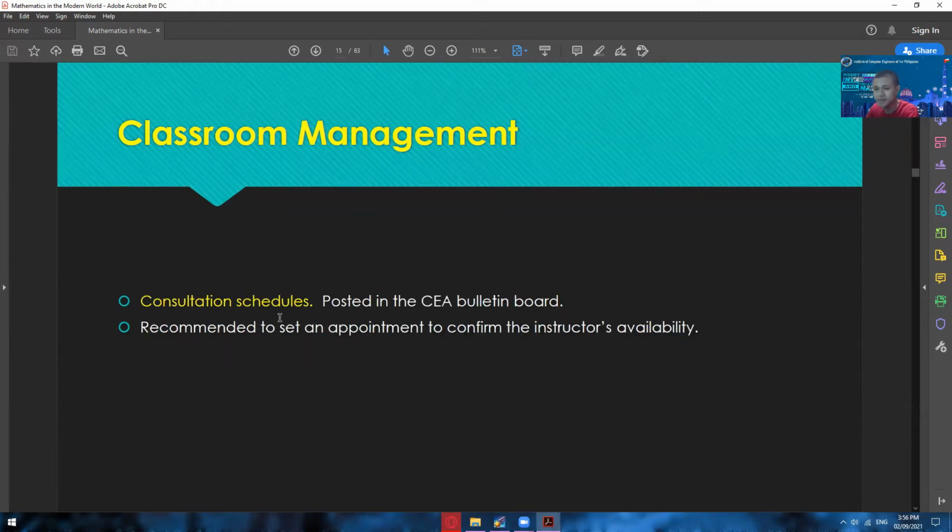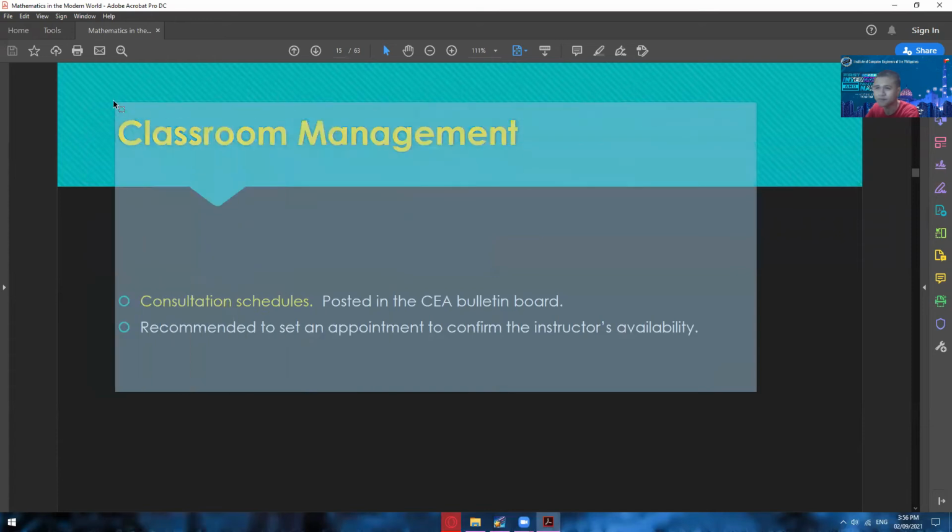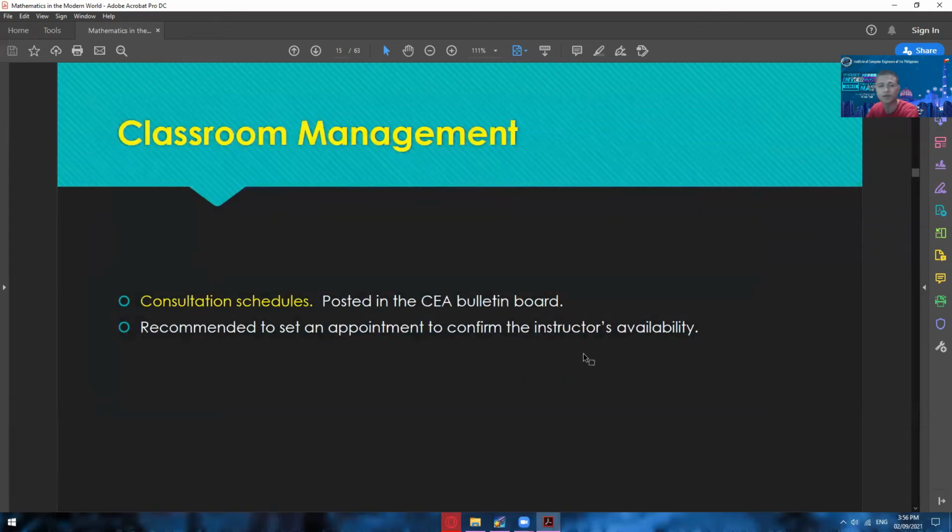And then the consultation schedule. Supposedly this one is about visiting the office, like when you can consult me, what my free time is, and so on. But since we are in ODL, you can message me anytime. As soon as I've read your concern or what you want to say, I will reply as soon as possible.